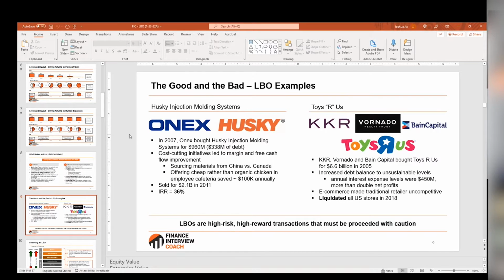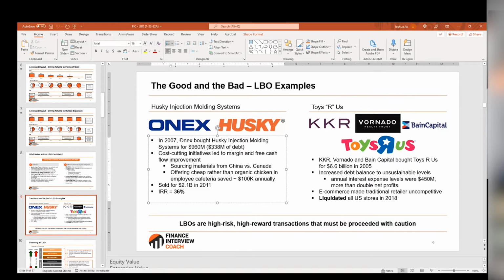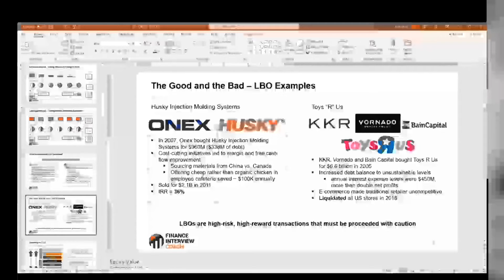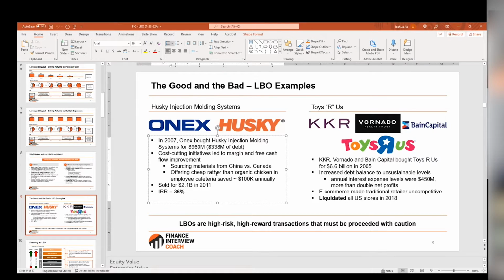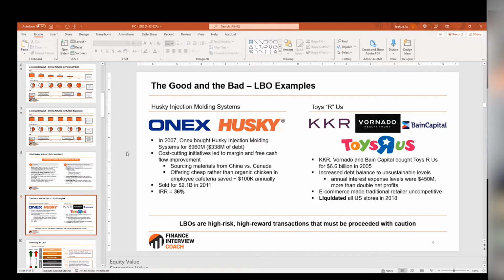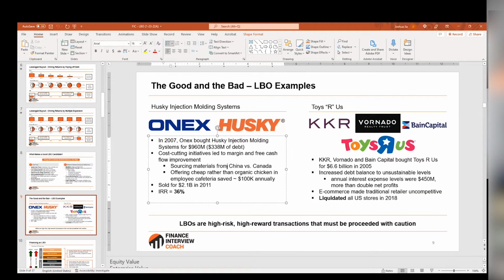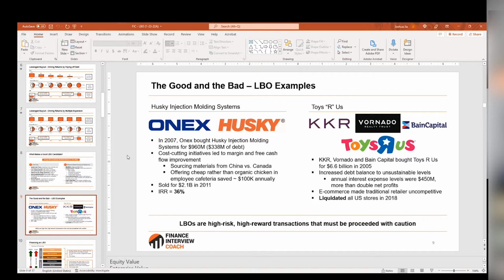I'm not going to go through them. Long story short, in the prehistoric times, Onex bought Husky and they made money. Oh yeah, this is kind of a funny story. They used regular chicken instead of organic chicken in the employee cafeteria, and they saved 100 grand annually. I don't know, silly stuff like that. And the owner for some reason would not source materials from Canada, so they just sourced from China, which is obviously cheaper, especially back then. Anyway, all kinds of ways to make money in PE.